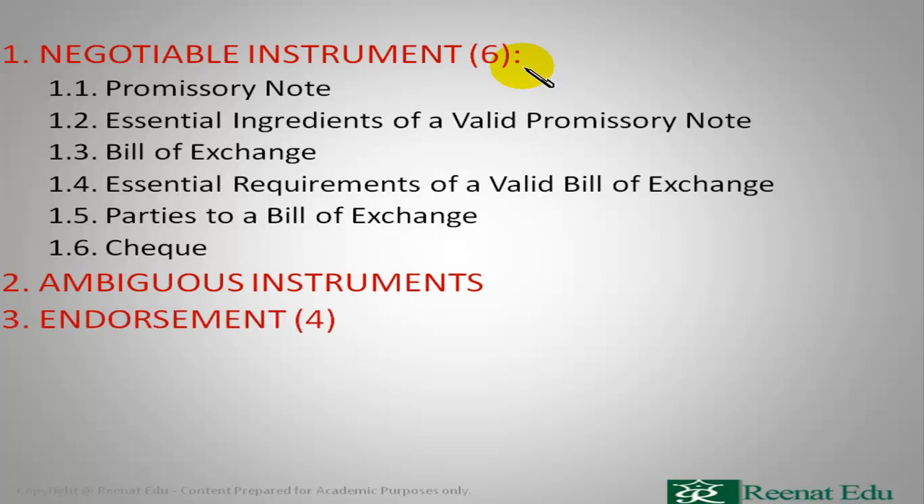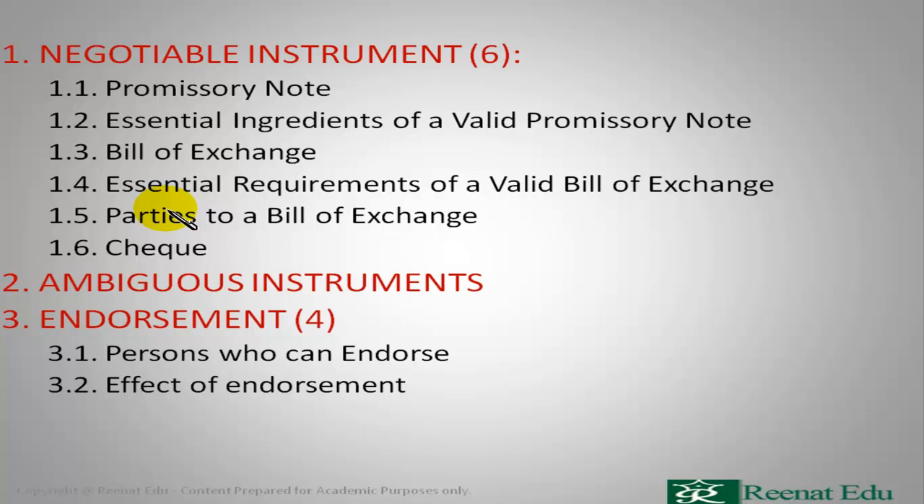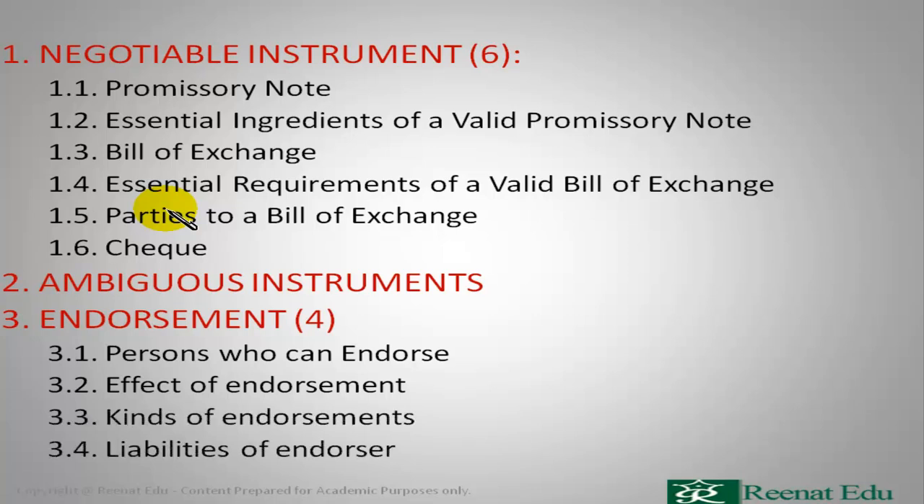And third is endorsement. Again, we have also given these numbers here, 4, so that you can understand while watching this lesson. There are 4 subtopics under endorsement. That is our main purpose, to map the knowledge into your brain directly using visual learning. So number 1 is persons who can endorse, and the second one is effects of endorsement, then kinds of endorsements, and liabilities of the endorser.